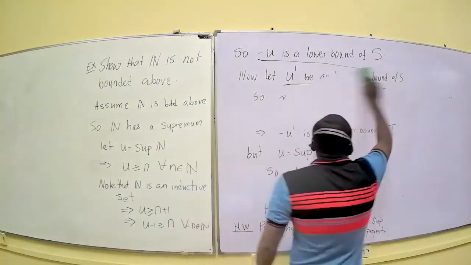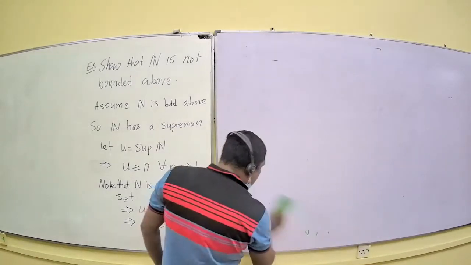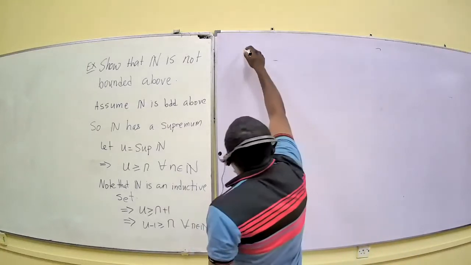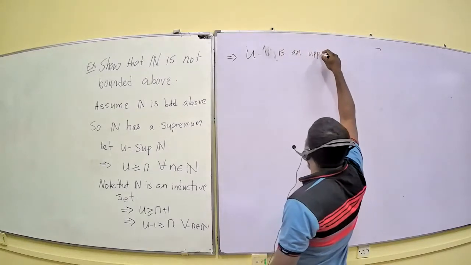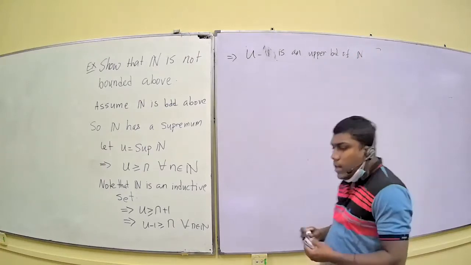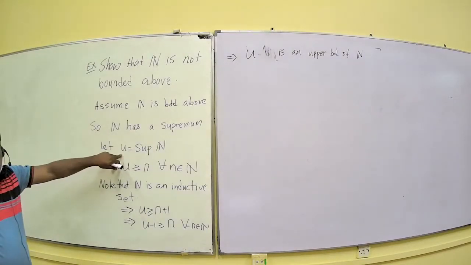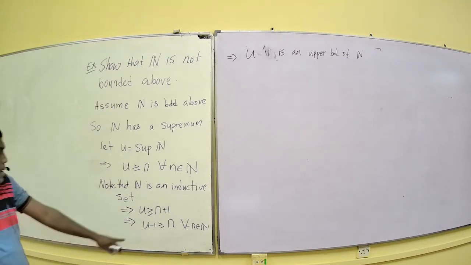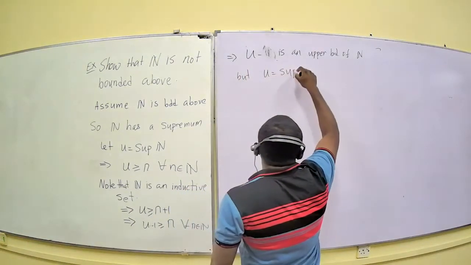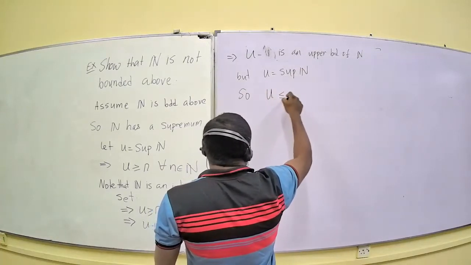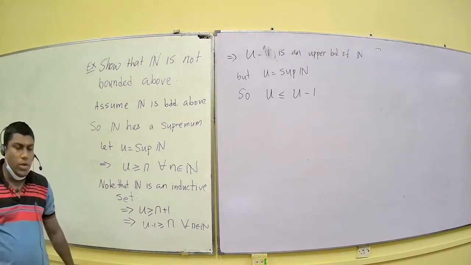So the last line says u minus 1 is an upper bound of N, right? u minus 1 is an upper bound of N. But you all know that u is the supremum. So u minus 1 is also an upper bound, but the supremum is the least upper bound. So u is a supremum, but you show that u minus 1 is also an upper bound.